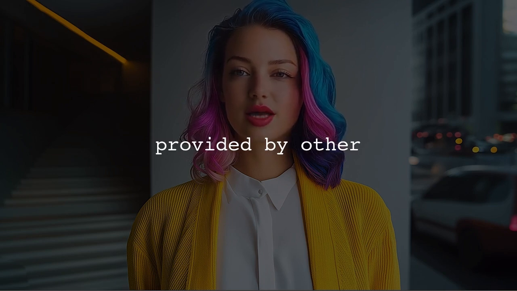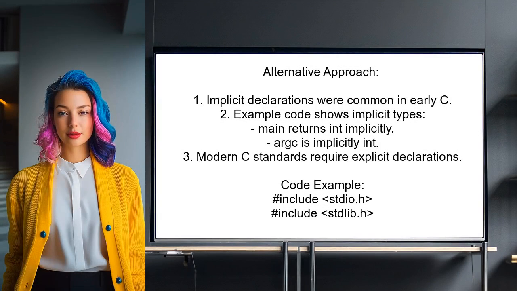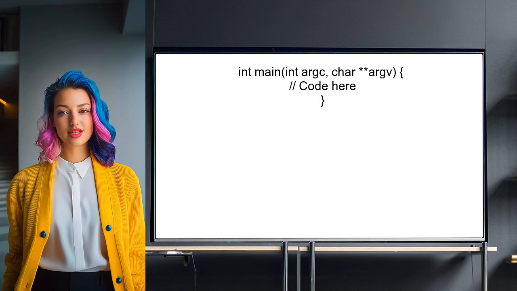Now let's look at the answers provided by other users. This user explains that in earlier versions of C, such as before the C89 standard, implicit declarations were common. For example, the return type of the main function and the argument types were not explicitly declared. They provide a code snippet demonstrating this, where the squirt function is used without a prototype.